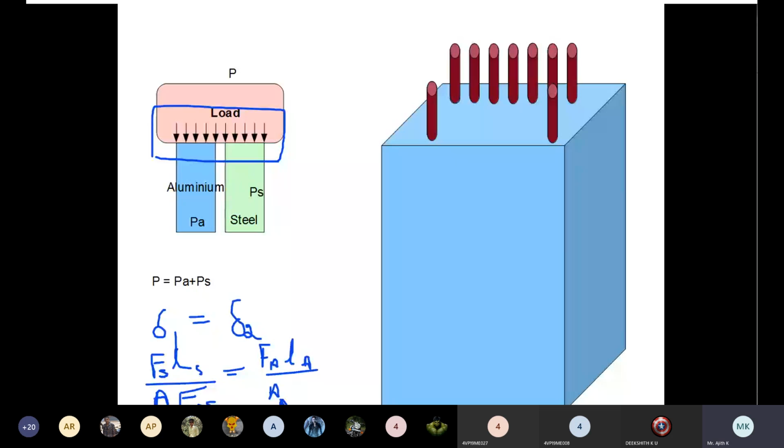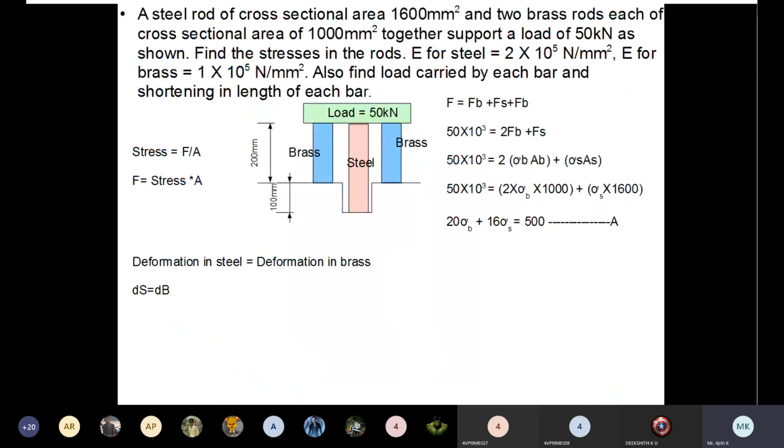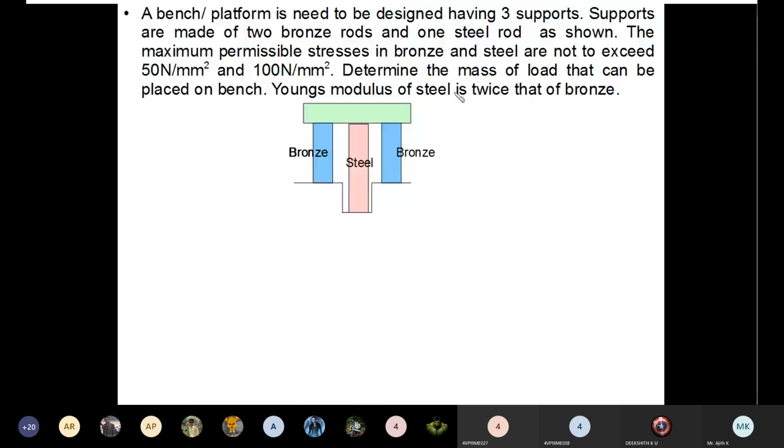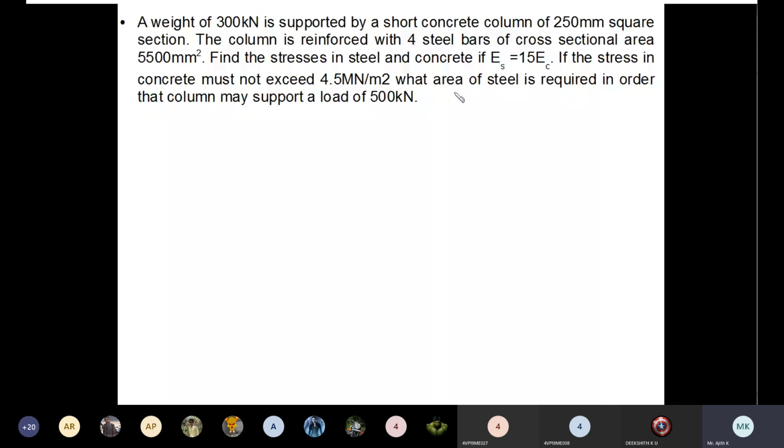And we have seen one problem in the previous class. In today's class, we'll solve two more problems on composite bars, and next class we'll solve one last problem on composite bars. So that completes the composite bar topic.